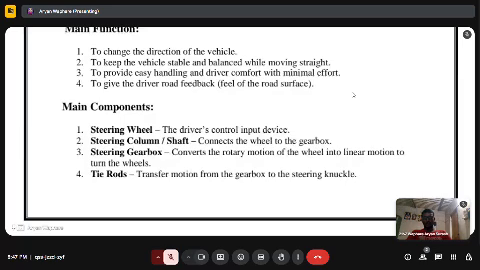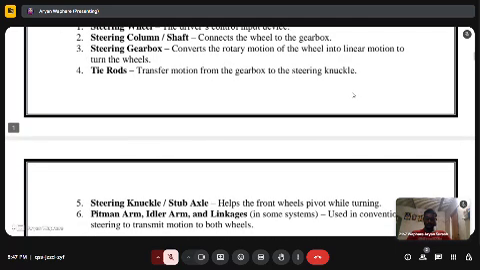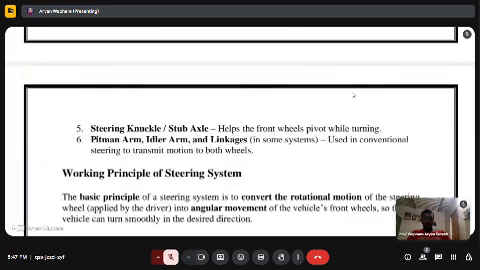Steering wheel, the driver control input device; the steering column or shaft. It is connected from the wheel to the steering gearbox. It converts the rotational motion of the steering wheel into linear motion to turn the wheels. Tie rod: it transfers motion from the gearbox to the steering knuckle. Steering knuckle or stub axle: it helps the front wheel pivot while turning.